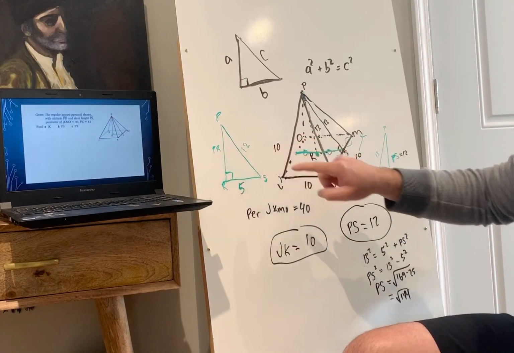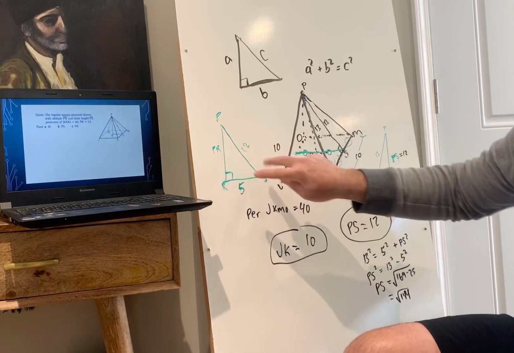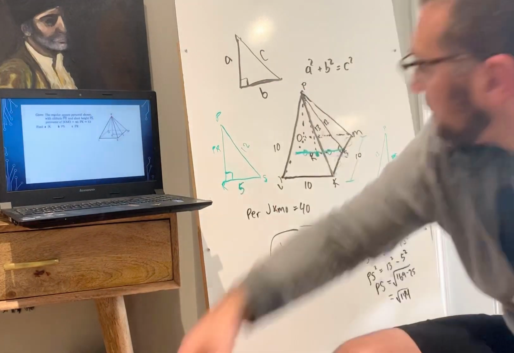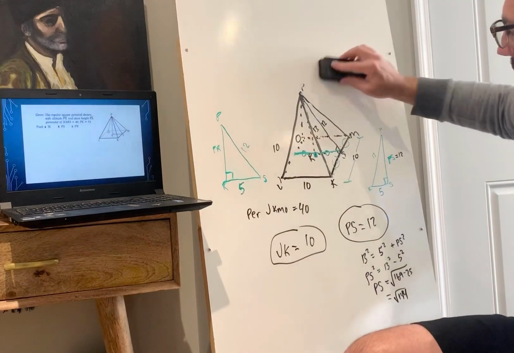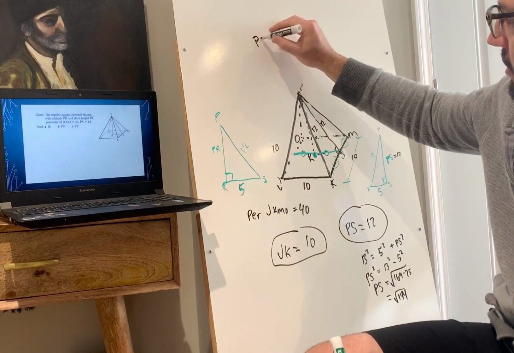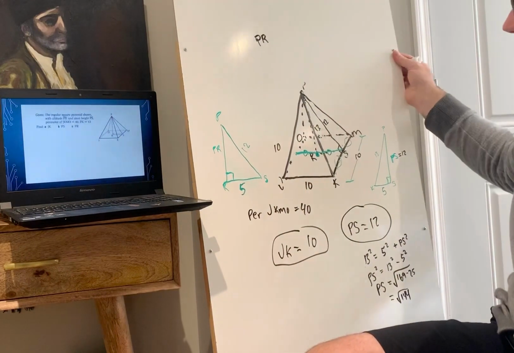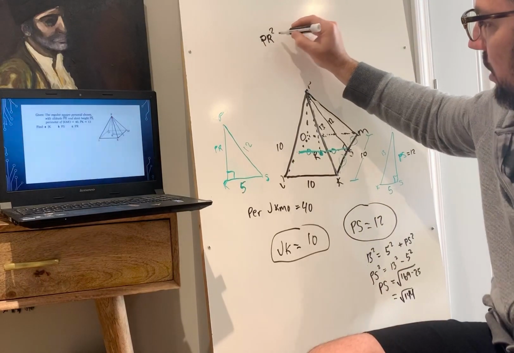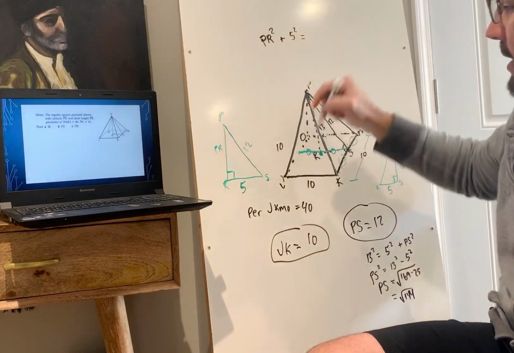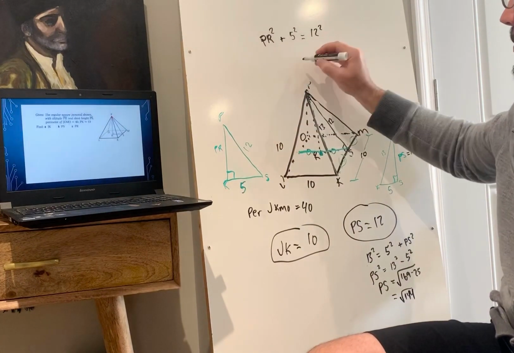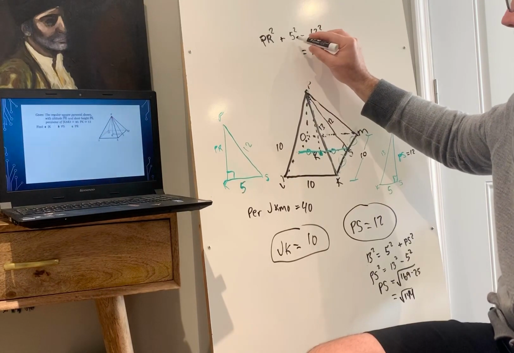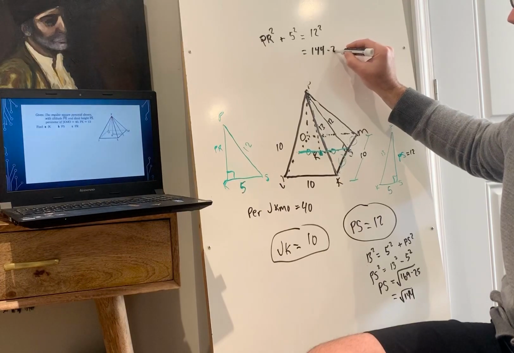It'd be the hypotenuse. And so for me to find PR, I could use the Pythagorean theorem. Let me erase this since we already know that. And I'll do my work up top here. I'm trying to find PR. Most important part is the setup. PR is a leg, so PR squared plus the other leg, which is 5 squared, equals the hypotenuse squared, 12 squared. Well, 12 squared is 144. 5 squared is 25. I'm going to subtract it from both sides.